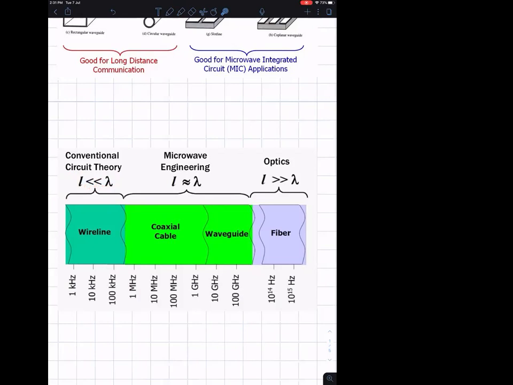When we come to microwave engineering, the circuit length is comparable to the wavelength. Therefore, the conventional circuit theory doesn't apply anymore. So in this case, we have to consider the transmission line effects in order to design our microstrip circuit. We will talk about the various transmission line effects.